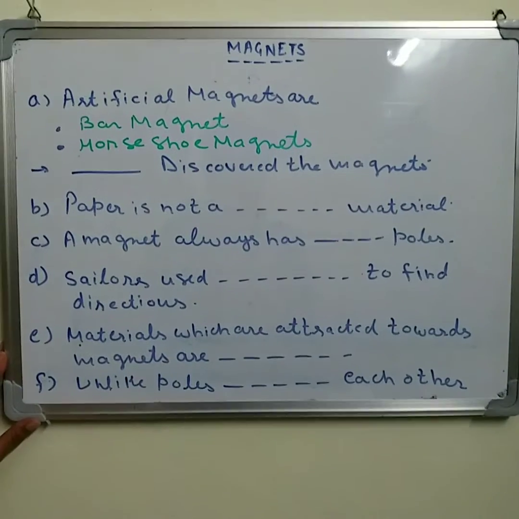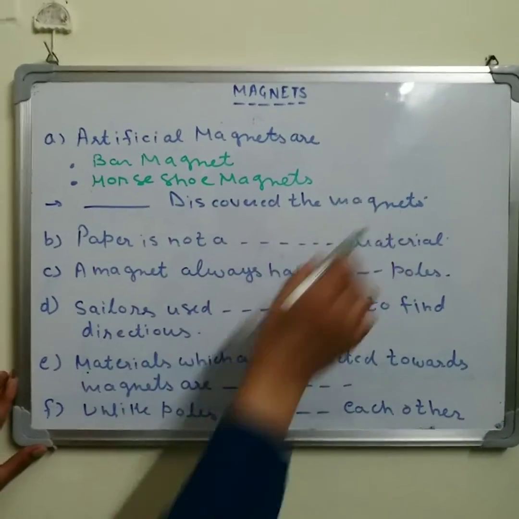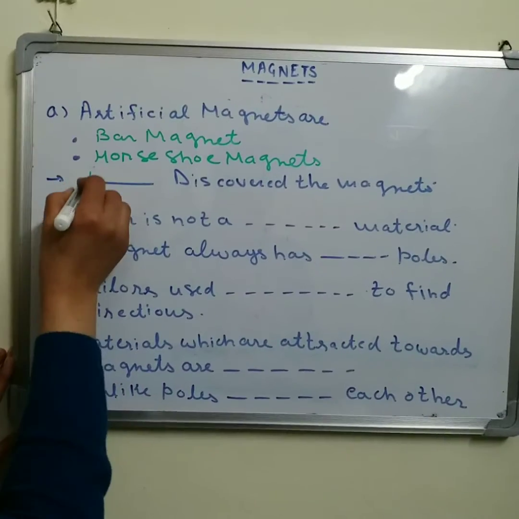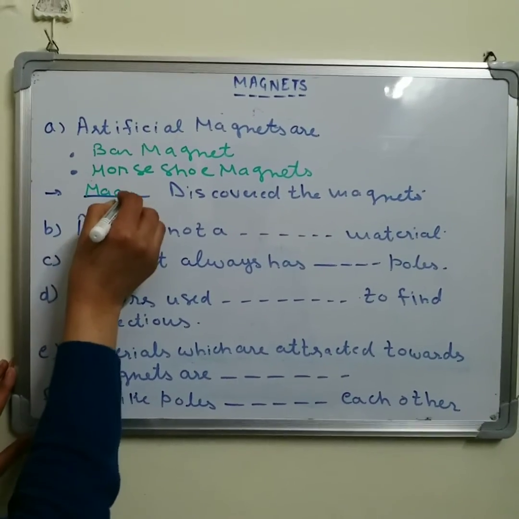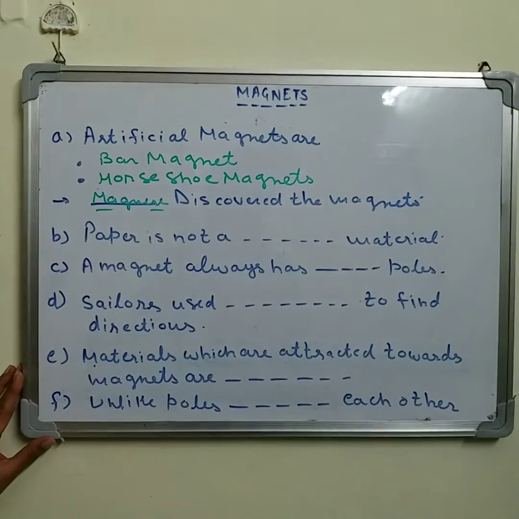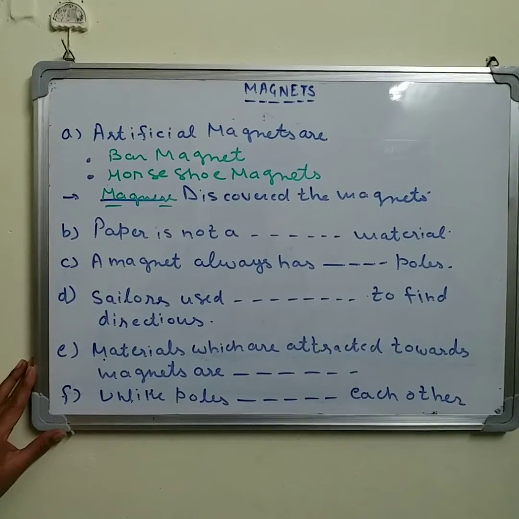Now the next one for you, dash discovered the magnets. Who discovered the magnet? Yes, a shepherd boy named Magnus. There was a shepherd boy named Magnus who discovered the magnets accidentally.